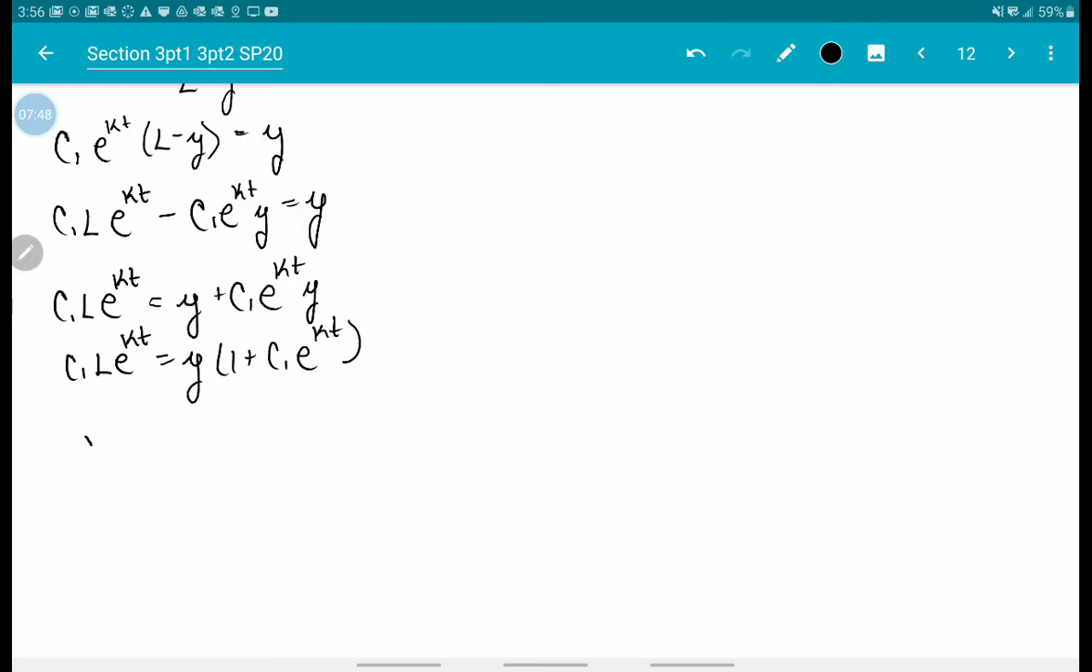So we have c1 e to the kt times L over 1 plus c1 e to the kt, and that's equal to y. So that's not quite what our logistic model looked like a minute ago. So let's do some tweaking here. Let's multiply the top and the bottom by 1 over c1 e to the kt. That way it eliminates that exponential in the numerator.